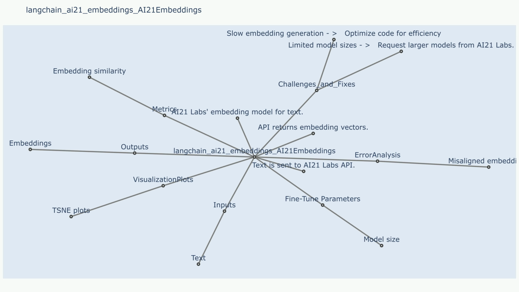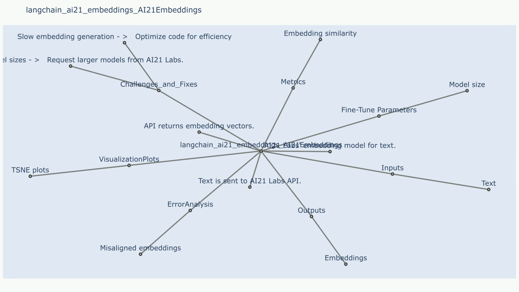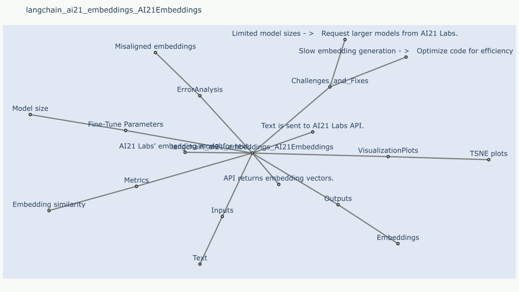Description. Explain in detail. The AI21 embeddings class provides a way to generate embeddings using the AI21 Studio API. It leverages the AI21 Studio's powerful language model to convert text into numerical representations, embeddings. These embeddings capture semantic relationships between words and phrases, making them useful for tasks like similarity search, text clustering, and recommendation systems.